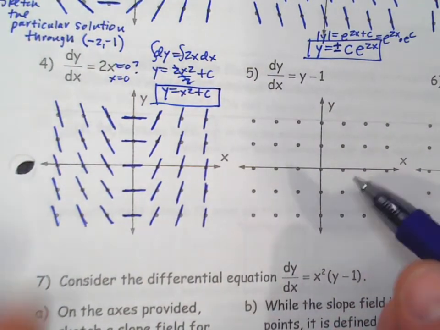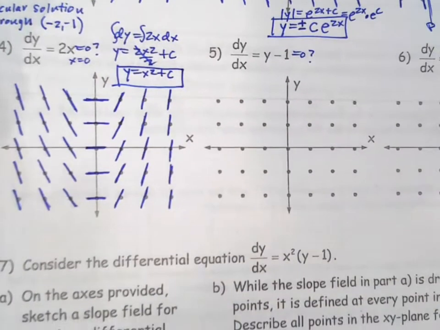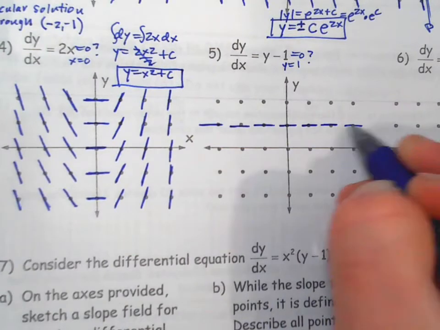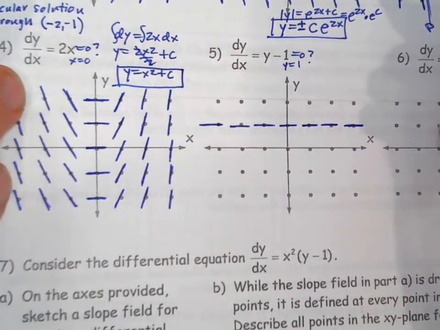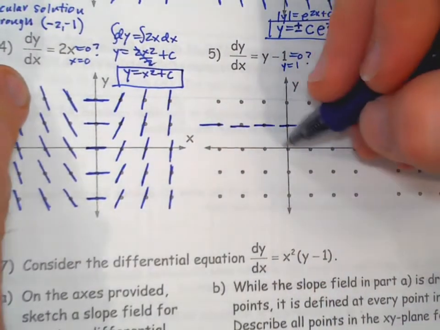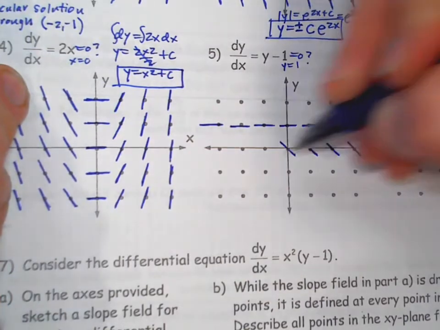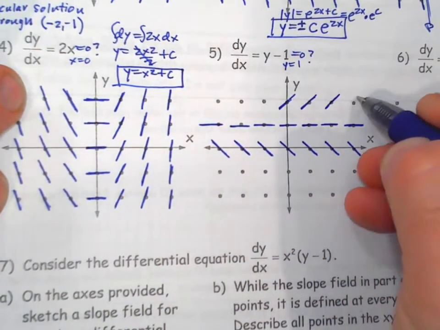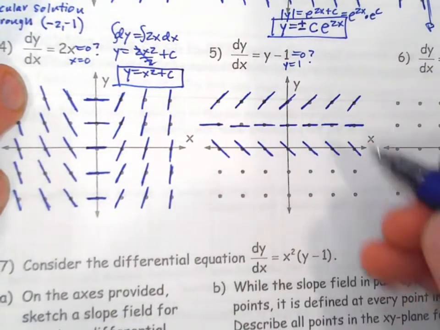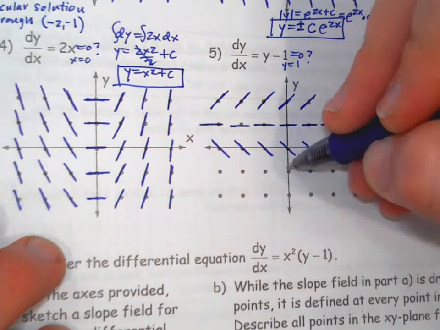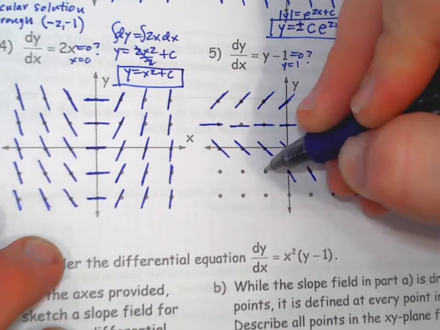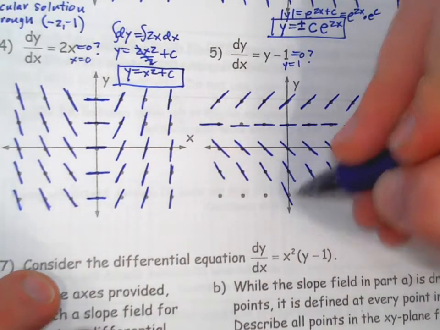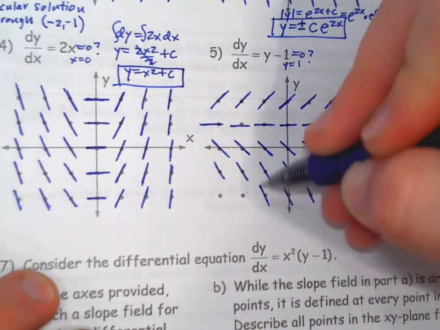Okay, next one, when does it equal 0? Well, when y equals 1. So along this horizontal line, y equals 1, you get a bunch of 0 slopes. And undefined, nope. It just depends on y. When y is 0, you get a slope of -1. When y is 2, you get a slope of +1. When y is -1, you get a slope of -2, no matter what x is. And then when y is -2, you get a slope of -3. So a little steeper.